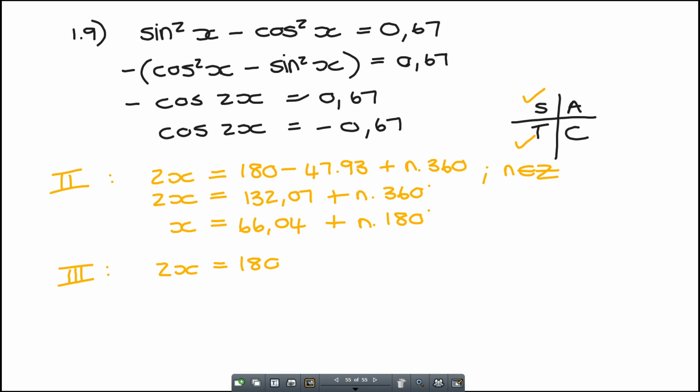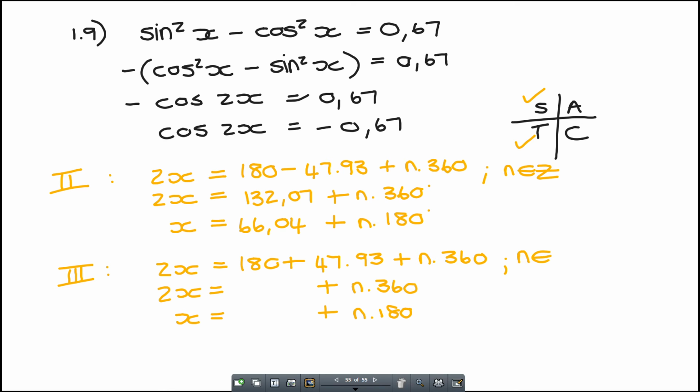Now it's net 180 plus. Okay, so 180 plus 4793. 22793. Dit gedeel deur 2. Seven. Is julle reg?